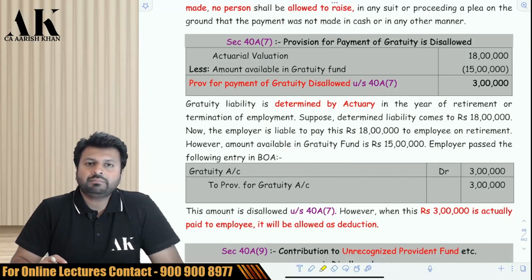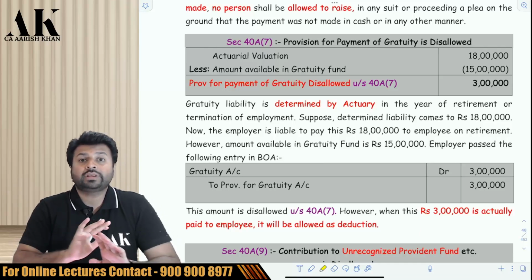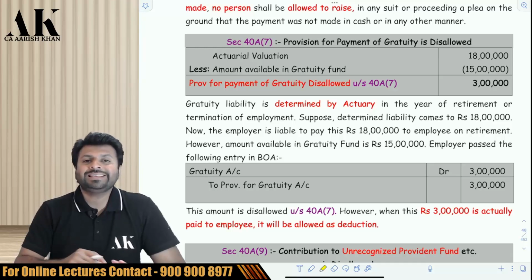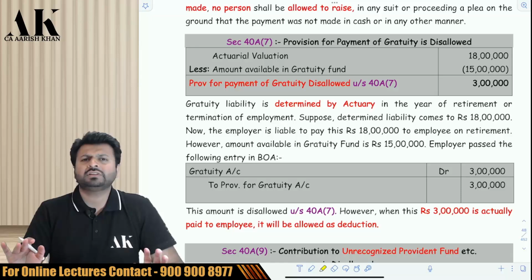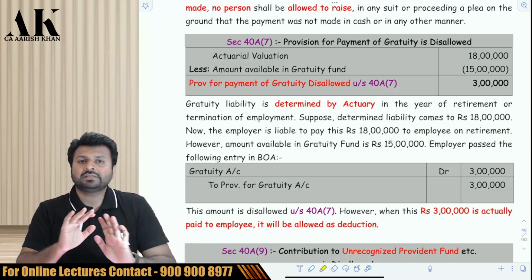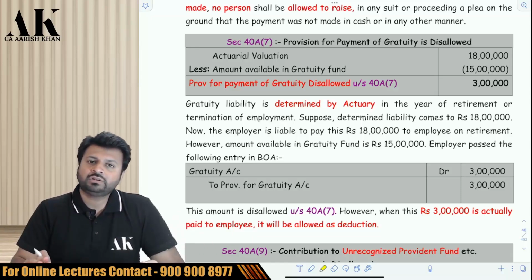Now in a company, if you want to make a payment of gratuity to the employee, you have to hire an actuary, and the actuary makes a provision and tells you that this much amount has to be paid to the employee, so you have to make a provision for that. When you make the provision, you don't get any deduction. But when you make the actual payment to the employee of that particular amount, you will get the deduction. Don't worry about it. So the moral of the story is very clear. On a provision basis, it is not allowed. On actual payment basis to the employee, it will be allowed as deduction.